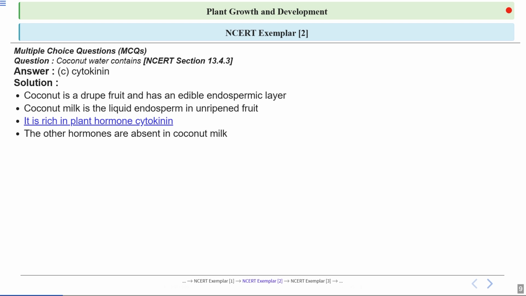Now, the other hormones. The absence of other hormones in coconut milk emphasizes the importance of cytokinin. This cytokinin is there and it enhances the division of the cell. So this unique composition makes coconut water a valuable resource for studying plant growth. If you want to study plant growth, you can take this coconut milk, and it is a very good resource to study how the plant shows its growth and how the cells are dividing. Those features come from this coconut milk.